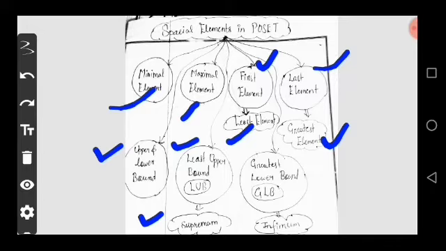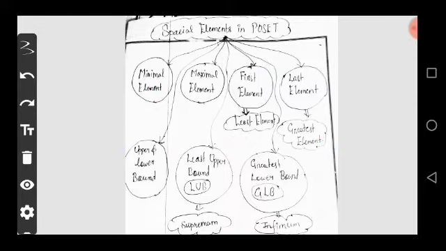And the last element of this poset is your greatest lower bound, GLB. It is also known as the infimum. Now let's move on to the details of all the elements.